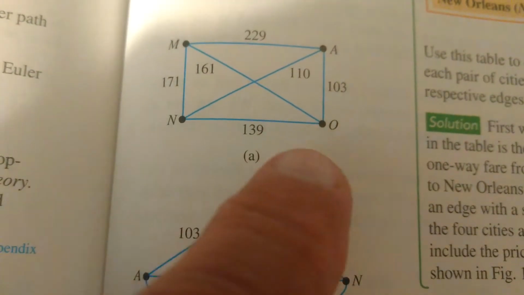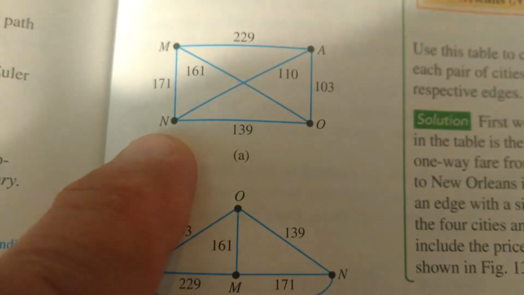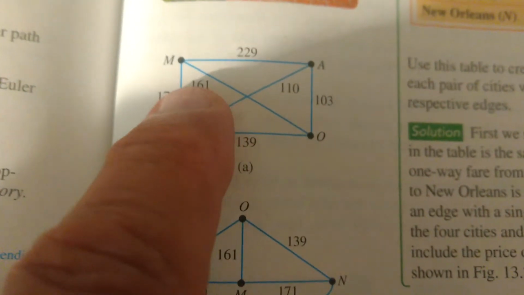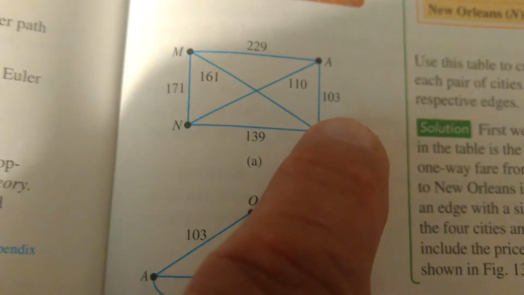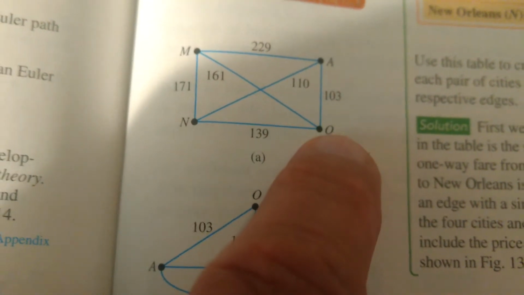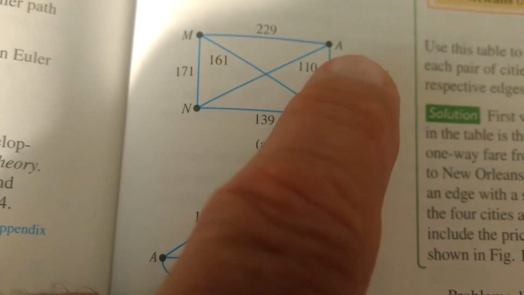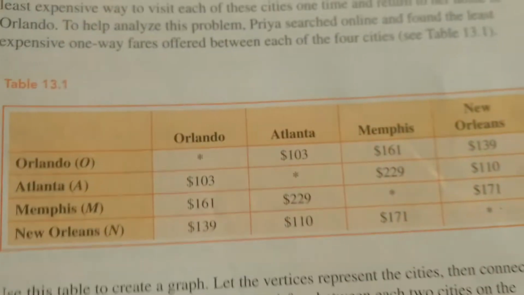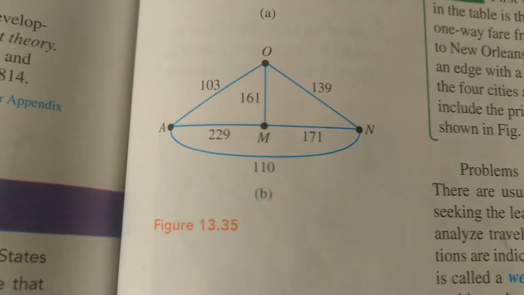In terms of this, here's our Orlando, Atlanta, Memphis, and then New Orleans. And notice the edges that they have here. Here's the numbers. And so we have to indicate the numbers on each edge. So a flight from Orlando to Atlanta, $103. Okay. A flight from Atlanta to New Orleans, $110. And that's coming from this chart right here.